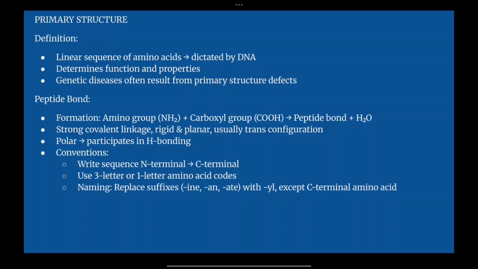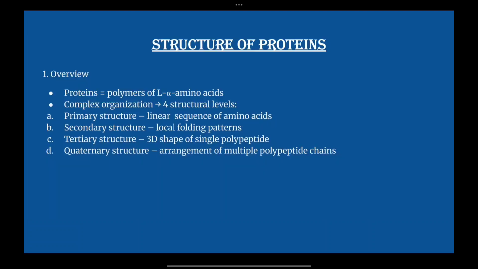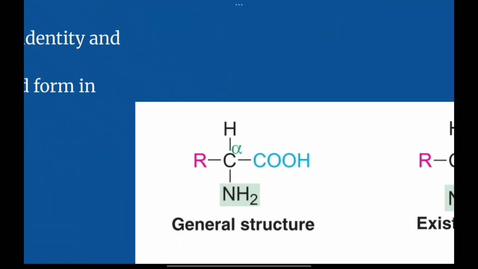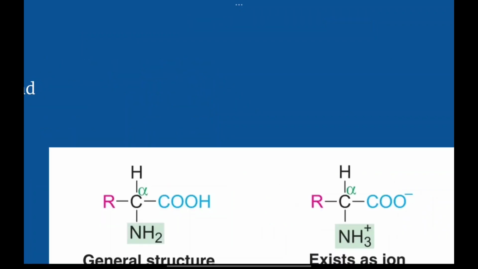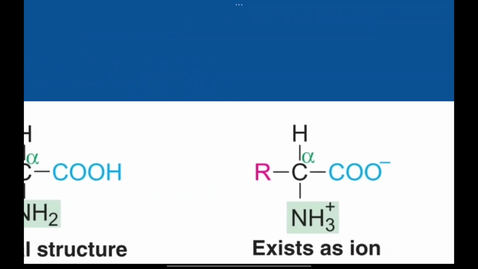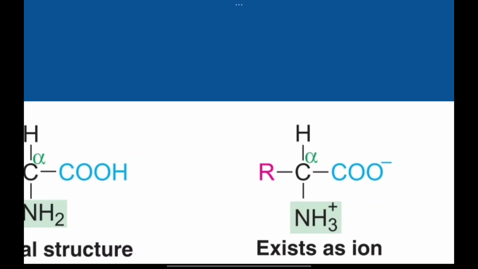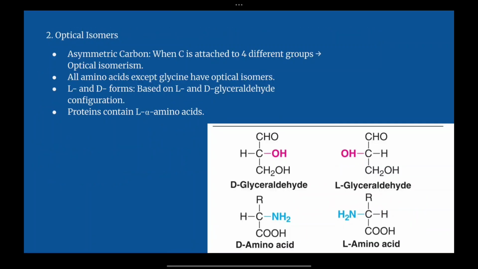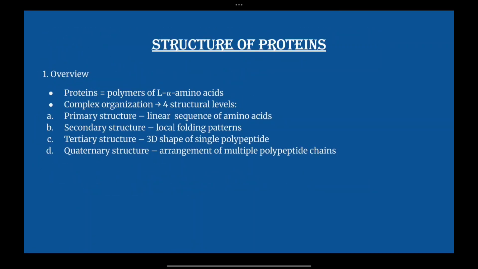Then an N terminal and a C terminal are written, which are polar and participate in hydrogen bonding. We have seen this in the previous diagram over here. Here we have the polar structures. It exists as an ion, right? So there is a polar structure formed because of the hydrogen that is moving, in the peptide bond.